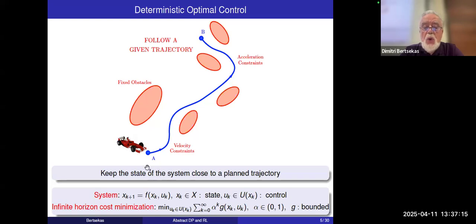To give you an idea, here's a classical control problem. Keep the state of the system close to a planned trajectory. Like a self-driving car wants to go from point A to point B and has to map out a route that respects the constraints, obstacles, velocity constraints, acceleration constraints, and so on, and try to stay close to that route. So here the state is four-dimensional, two-dimensional position, two-dimensional velocity, and the controls are various acceleration controls. So I'm going to use this problem here to illustrate how we pass into an abstract description.